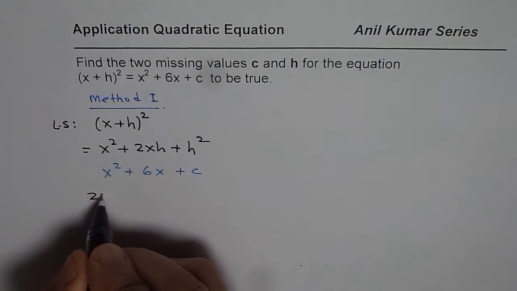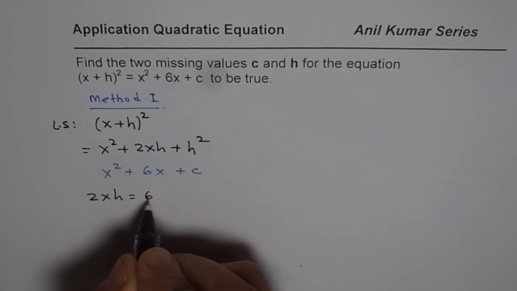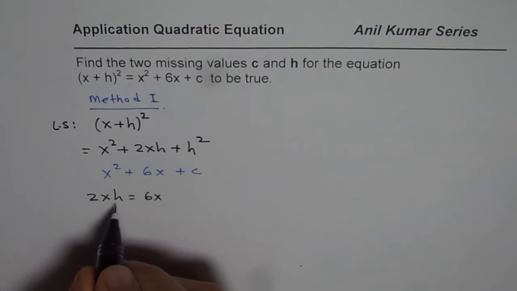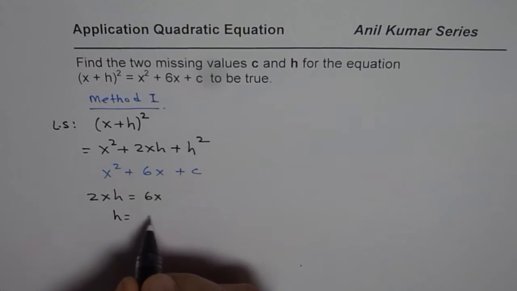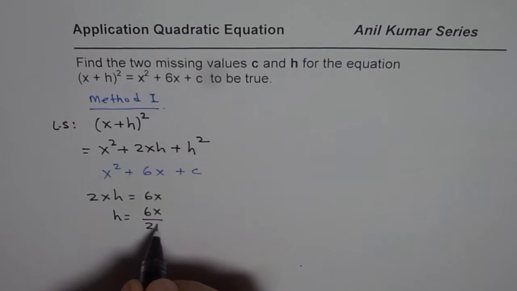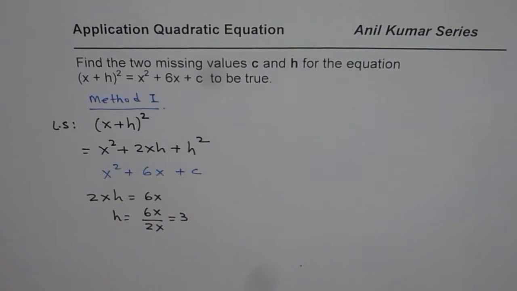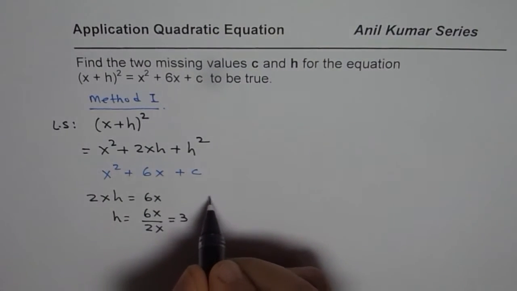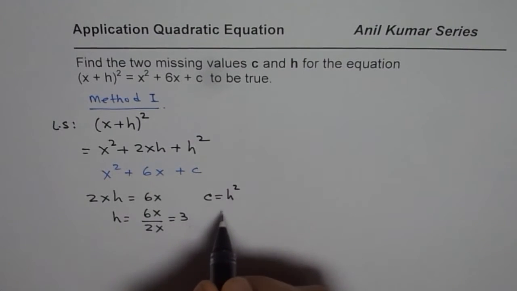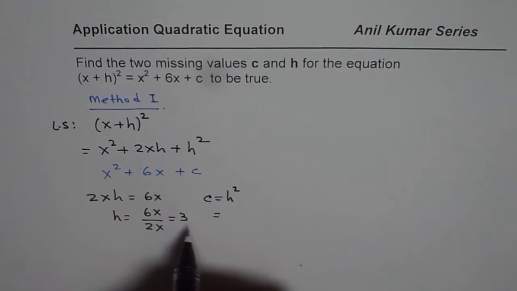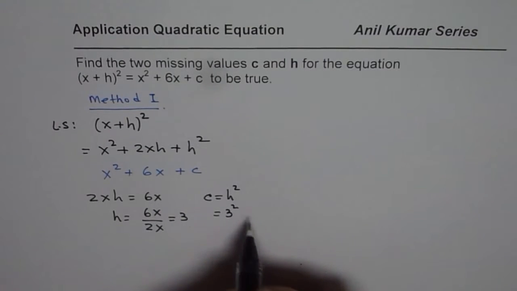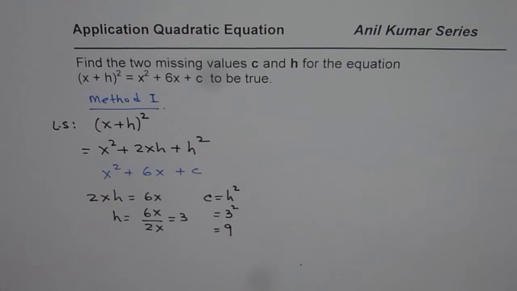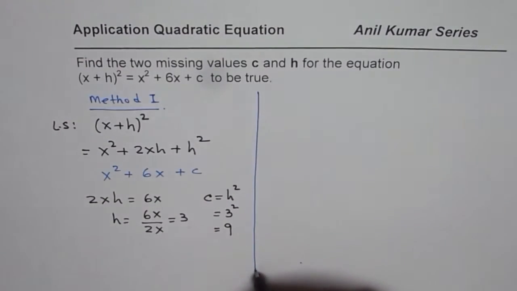2xh, we have one equation, 2xh equals 6x. So from here we can calculate what h is, right? So h is 6x divided by 2x, which is 3, correct? And from the other part, we can find c, which is c equals h squared. And since we calculated h as 3, we can write c is 3 squared, which is equal to 9. So we get the value for both h and c. So that is one method.